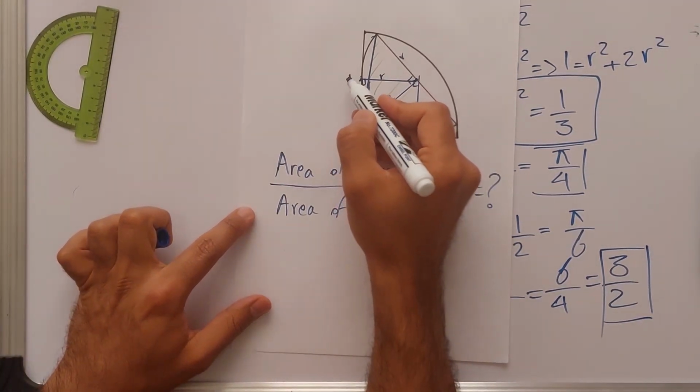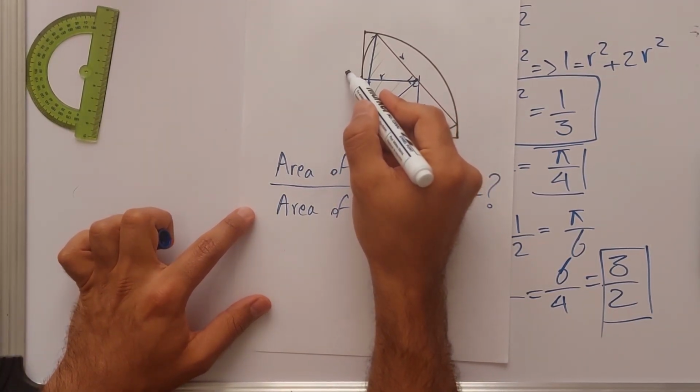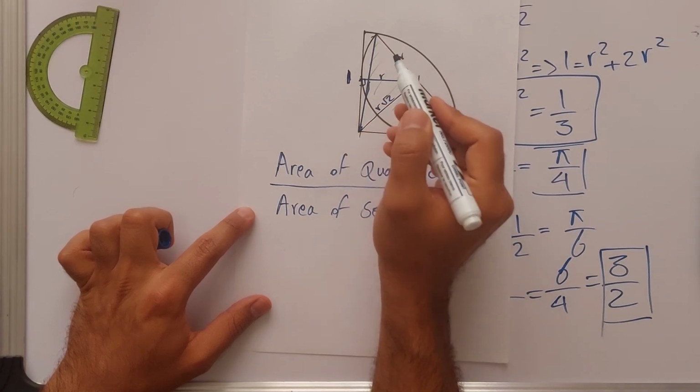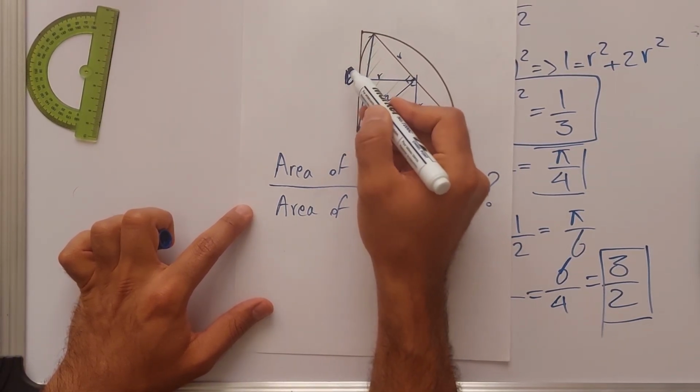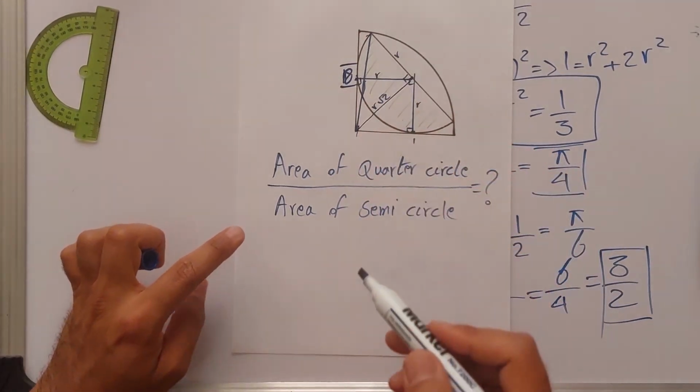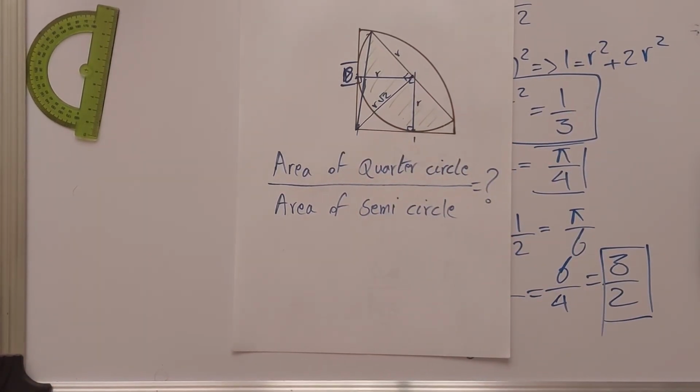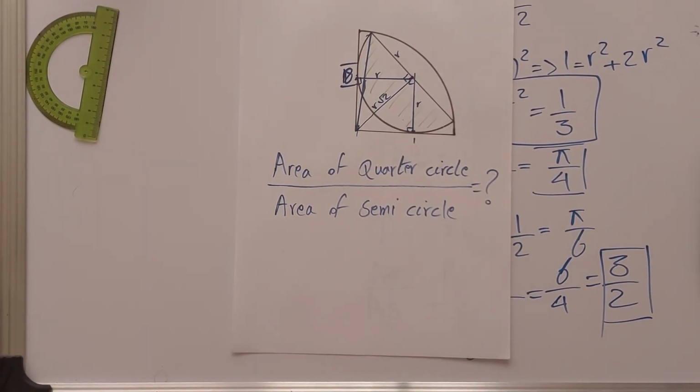I have a bonus challenge for you. What if the radius of the quarter circle is 18 units? So what is the radius of this semicircle inscribed inside?